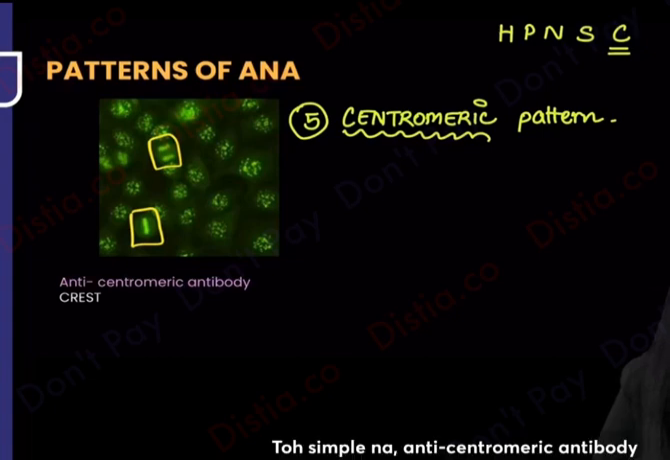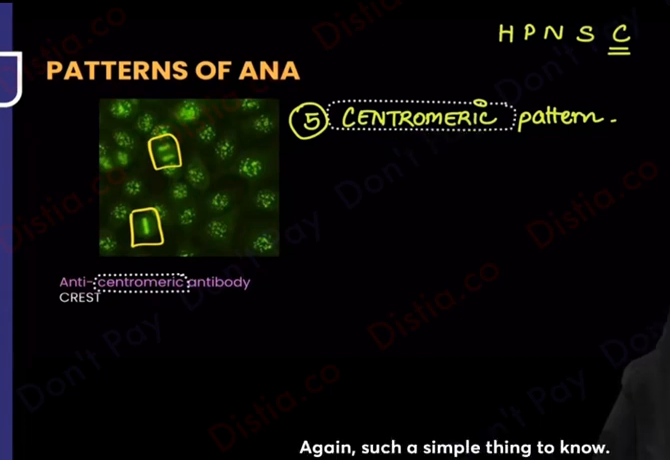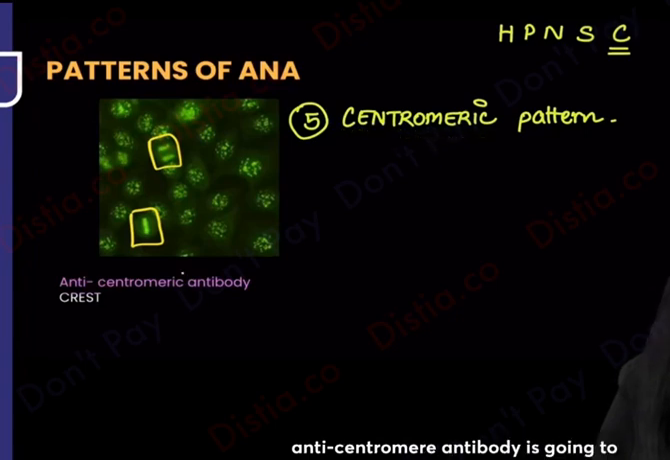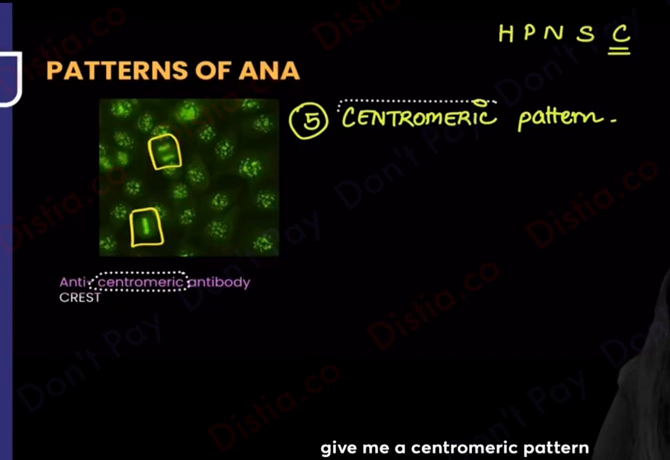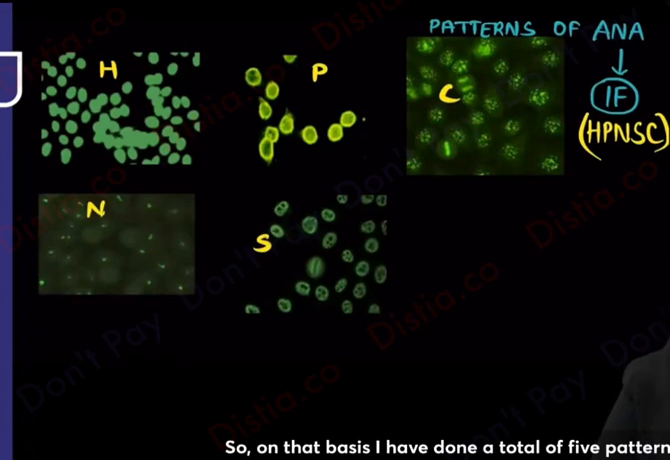So simple, anti-centromeric antibody is going to give me a centromeric pattern. Again, such a simple thing to know. Repeating this once again, anti-centromeric antibody is going to give me a centromeric pattern. And where do you see it? Another C, centromere. There is a syndrome known as the CREST syndrome, which I will be teaching you in 10 minutes. So on that basis, I have done a total of 5 patterns.